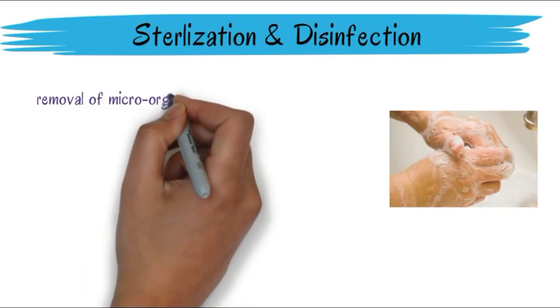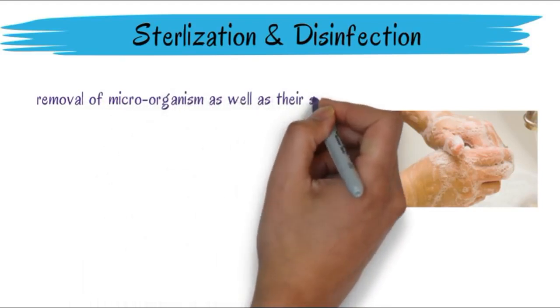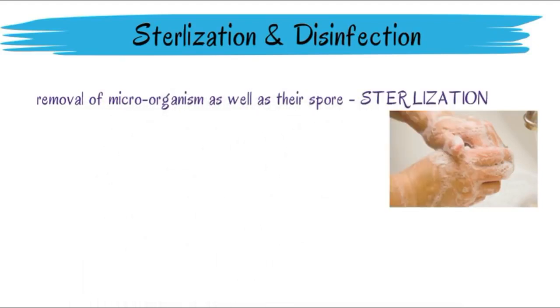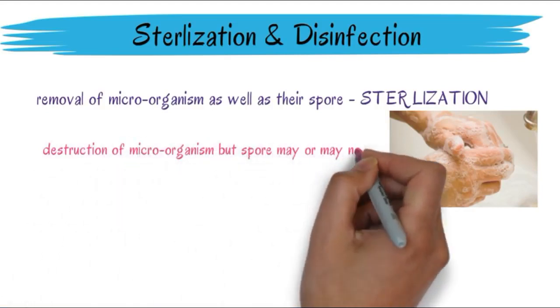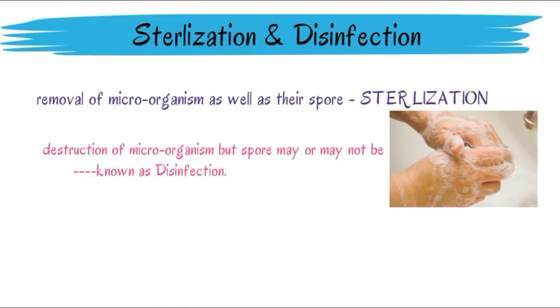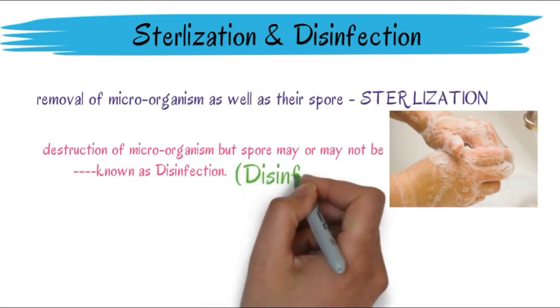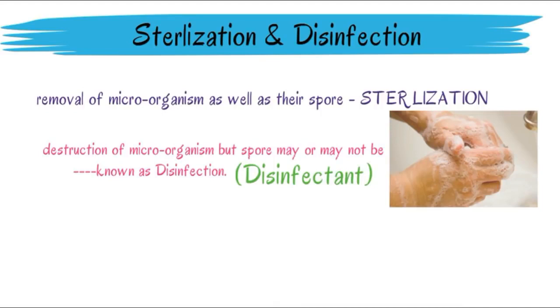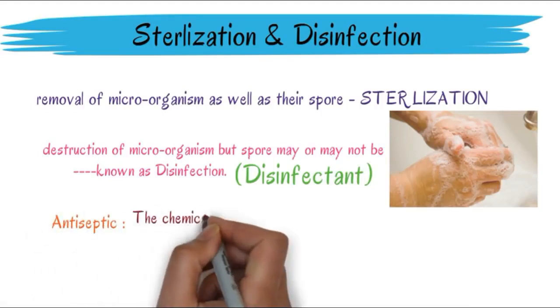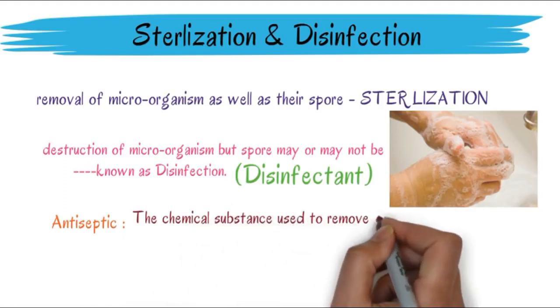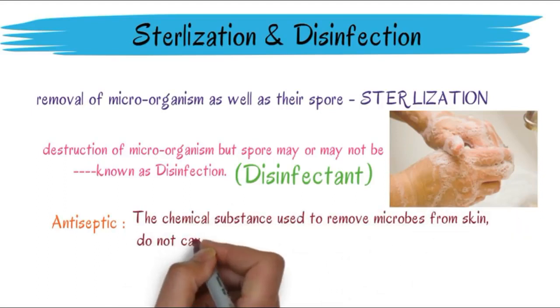So removal or killing of microorganisms as well as their spores from any article, object and surface is called sterilization. In the case of disinfection, we are just killing the microorganisms, but spores may or may not be removed. The agent which is used for disinfection is called a disinfectant. They are basically chemical substances. Another term is antiseptic. They are chemical substances which are used directly on the skin for removal of microbes. They do not cause any harm to the human being, such as 70% alcohol.